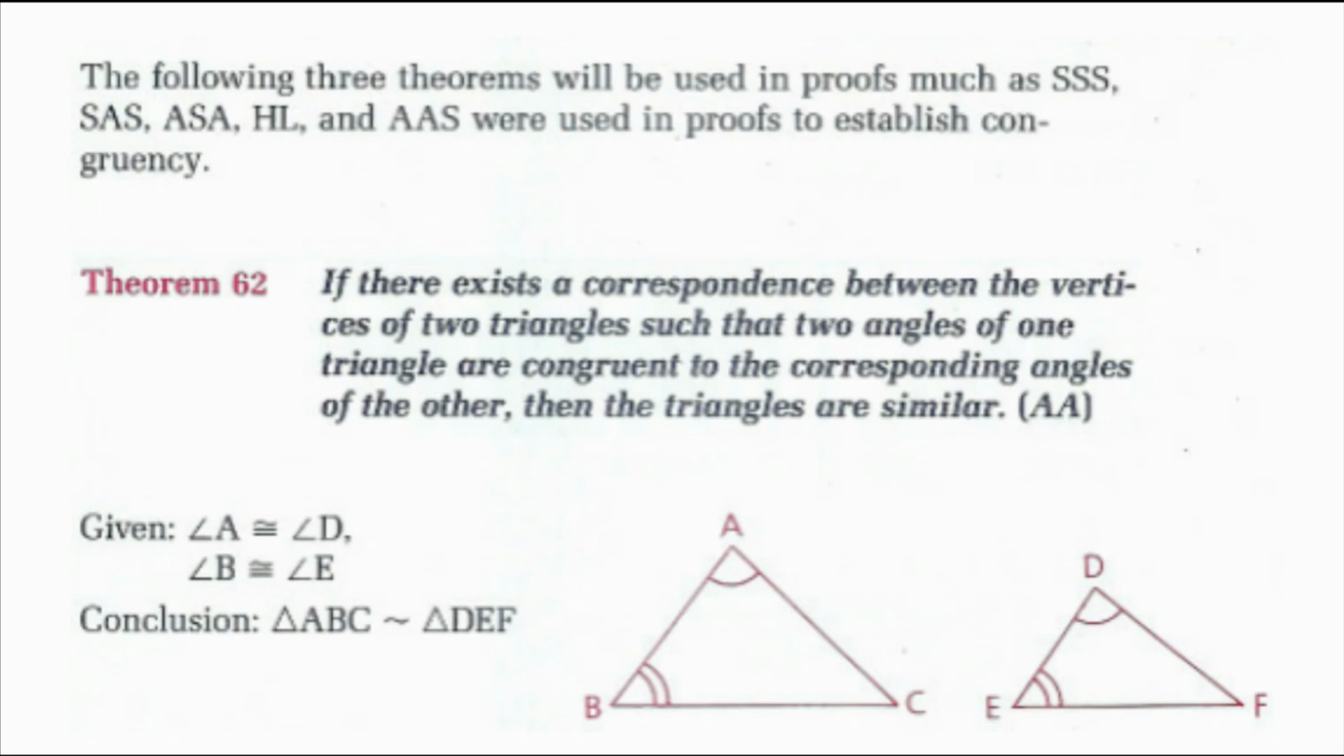This is AA similarity. I know that if I have two angles of one triangle congruent to the corresponding angles of the other, then I would have the third angle congruent to the corresponding angle because of the third angle theorem. So this is really AAA, but a shorter version. Now, most of the proofs that we'll see will rely on AA similarity.